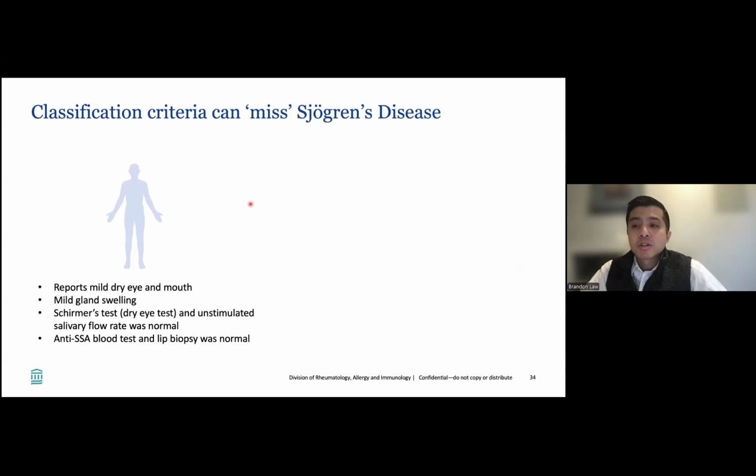They would be considered normal. They were on the low end of normal, but didn't meet threshold by classification criteria. She subsequently underwent several types of blood tests, and the SSA blood test for classification criteria was also normal, and her lip biopsy was normal.